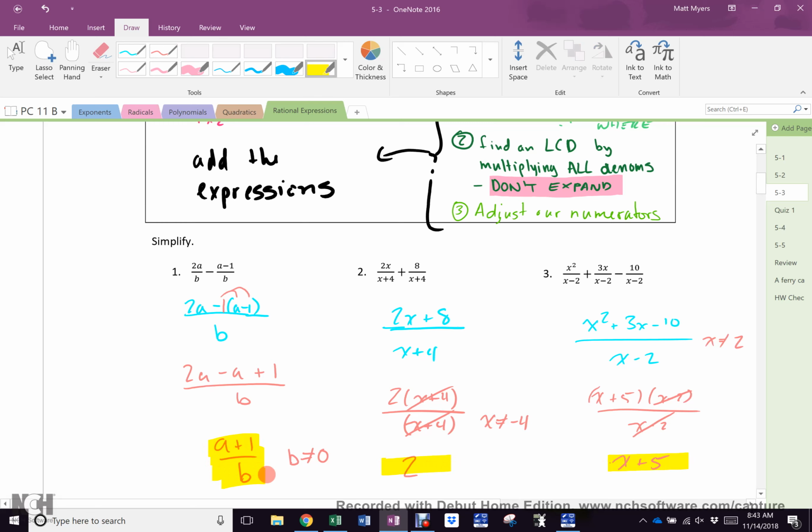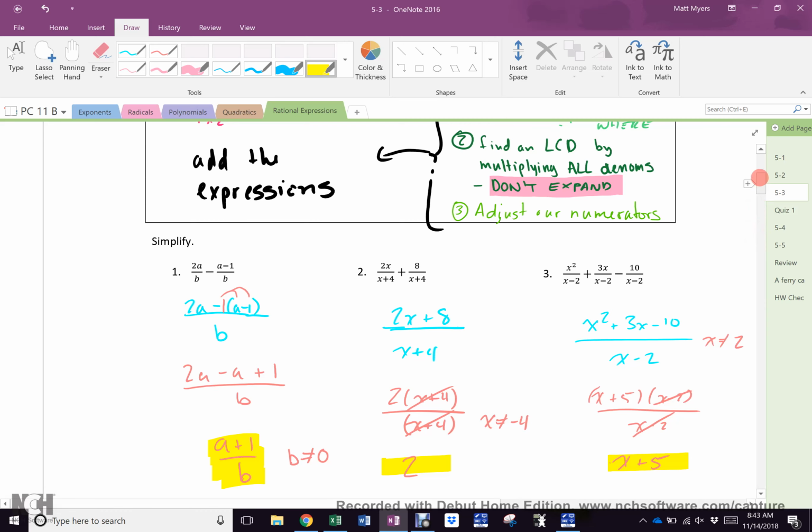Everyone is good, yes? As long as the equations are the same, everyone's good, right? Everybody sees what we did here? Added them up, simplified because it factors and canceled. Everyone's cool? Yes.